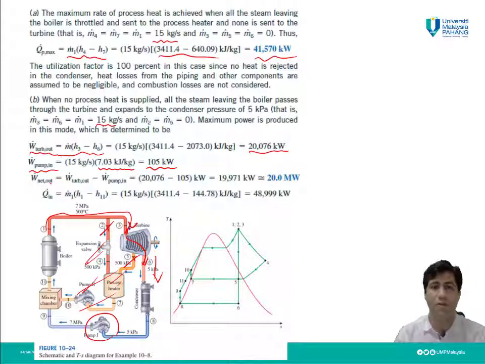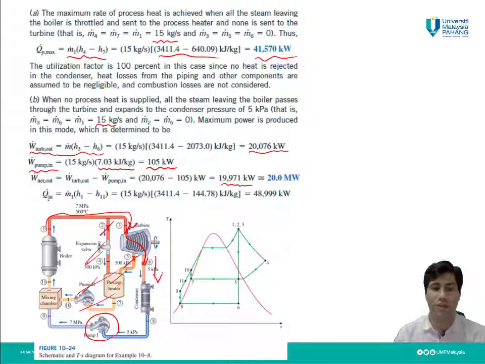Then W dot net will be equal to the work produced by the turbine minus the power given to the pump. So W dot net out, the net power output of this cycle, is equal to the turbine power minus the pump power, and the final answer is approximately 20 megawatt of power which we can get from this cycle.